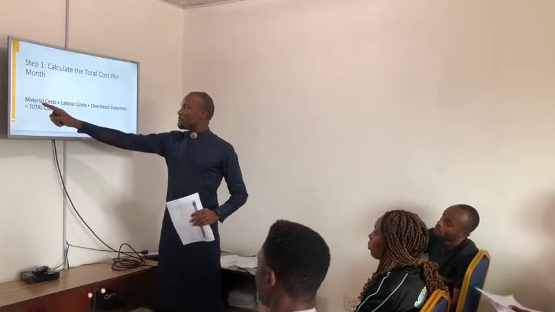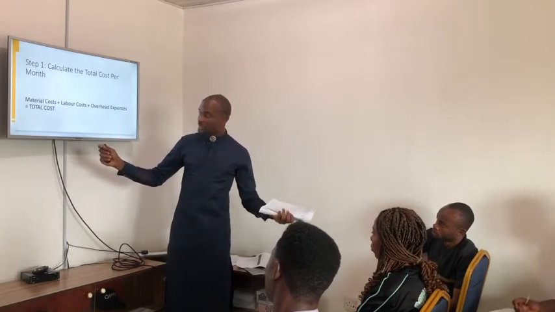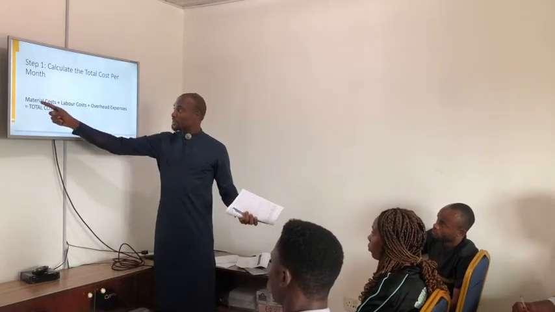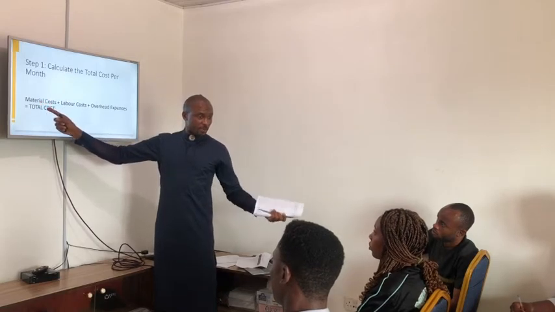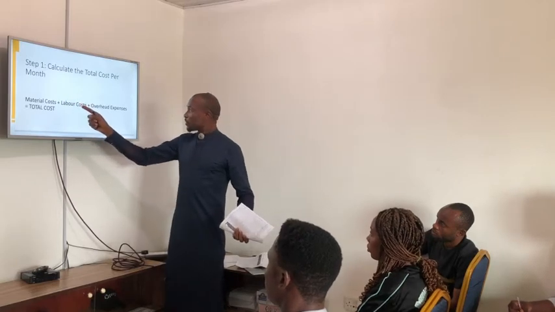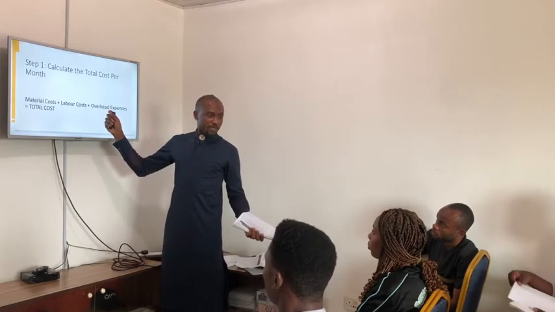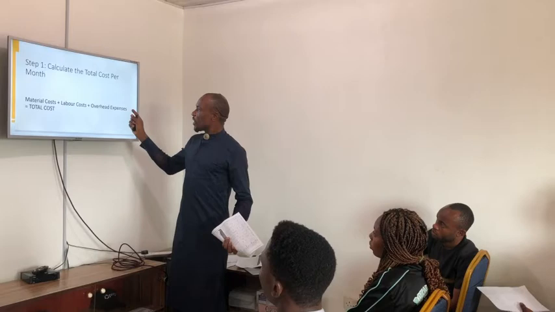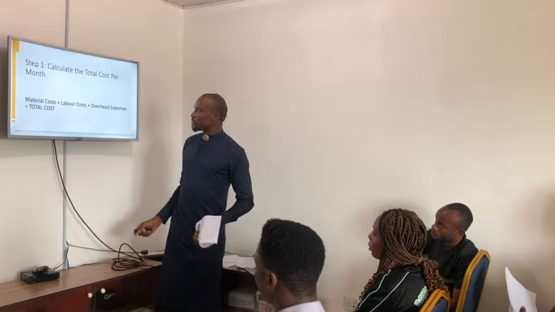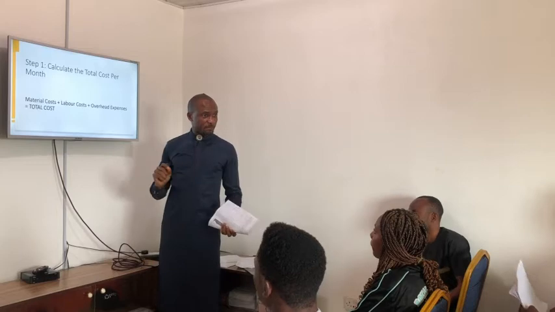Step one, calculate the total cost per month. You add material cost, that is the cost of raw materials, plus the labor cost. Remember our tailoring example, maybe that is the cost of fabrics, buttons, zips, and all of that. Plus the cost you pay your tailor, the labor cost, plus the overhead cost. That is your utility bills and all of that. When you add all of this together, what do you have? Is that clear? Yes. So remember, this is the cost for the whole month, not cost per item.